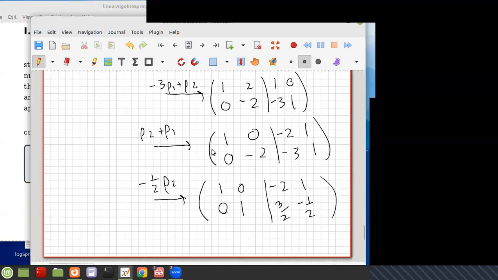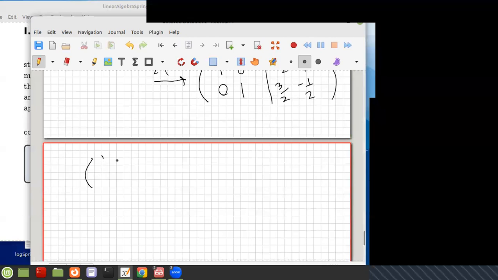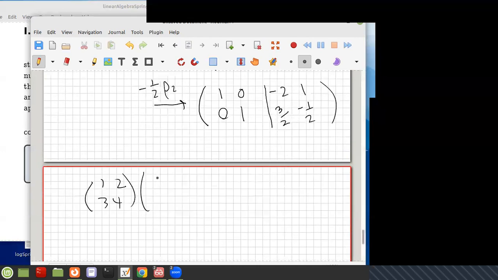So what I can do is check that. Here's 1, 2, 3, 4, and I want to check, is this the matrix? Well, if I haven't made a mistake, then this should end up being the identity matrix. Or if I've made a mistake, that should reveal it. Well, this is -2 times 1 plus 2 times 3/2. Well, 2 times 3/2 is 3, and 3 plus -2 is 1. That's good. How about this one? This is 1 times 1 plus 2 times -1/2. 2 times -1/2 is -1, and 1 plus -1 is 0.